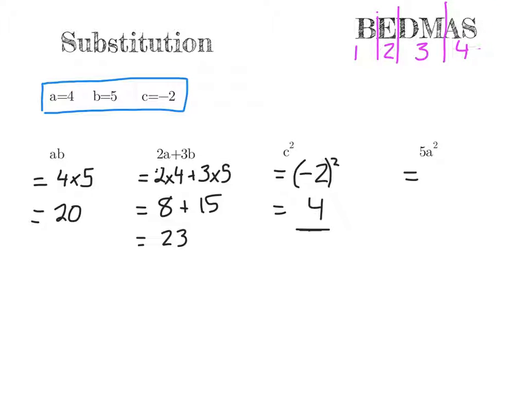Okay, the last one is a common mistake lots of people make. So we've got 5 times 4, A was 4, squared. It is not 20 and then squared, because powers, which are exponents, come before multiplication. So we get 5 times 16, which gives us 80. Okay, and that is substitution all done.